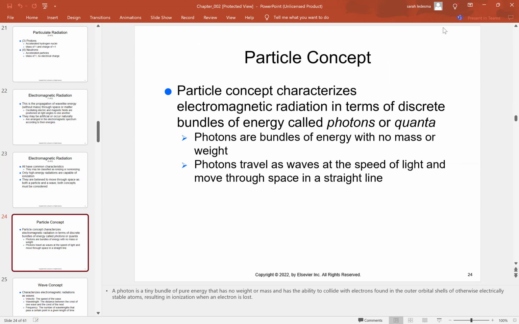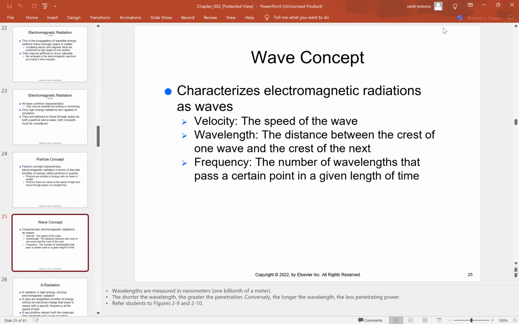The particle concept characterizes electromagnetic radiation in terms of discrete bundles of energy called photons or quanta. Photons are bundles of energy with no mass or weight. Photons travel as waves at the speed of light and move through space in a straight line. The wave concept characterizes electromagnetic radiation as waves, with velocity, the speed of the wave; wavelength, the distance between the crest of one wave and the crest of the next; and frequency, the number of wavelengths that pass a certain point in a given length of time.